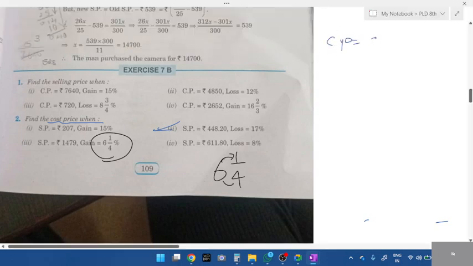Cost price is equal to rupees 720. We need to find selling price. What is loss given? Convert into fraction. If you convert, what do you get? 8 fours are 32 plus 3, 35 divided by 4, percent.